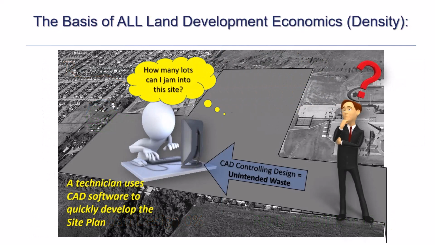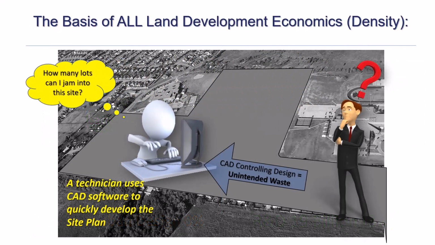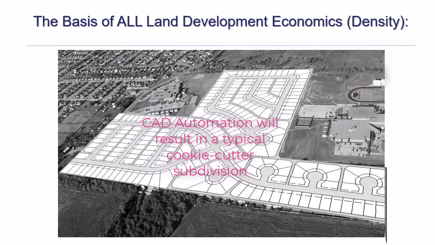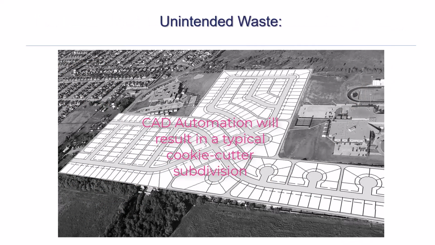The basis of all land development economics up until now has been density. How many lots can I jam into the site, whether it's the developer or the technician serving the developer? And the result is your typical subdivision. There's unintended waste because of this. And what do we mean by that?